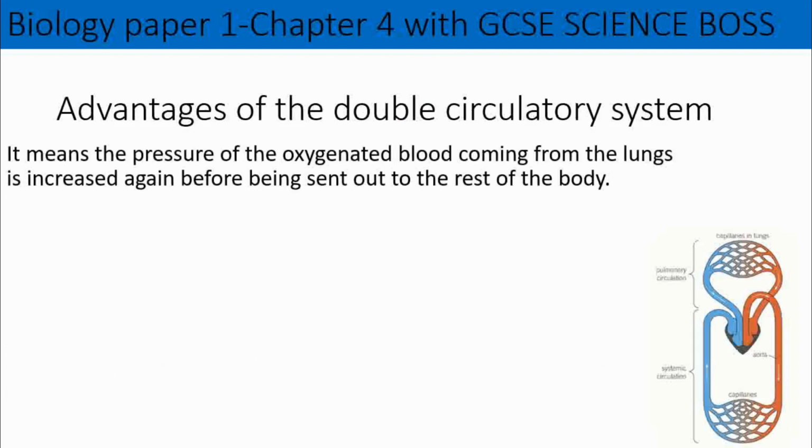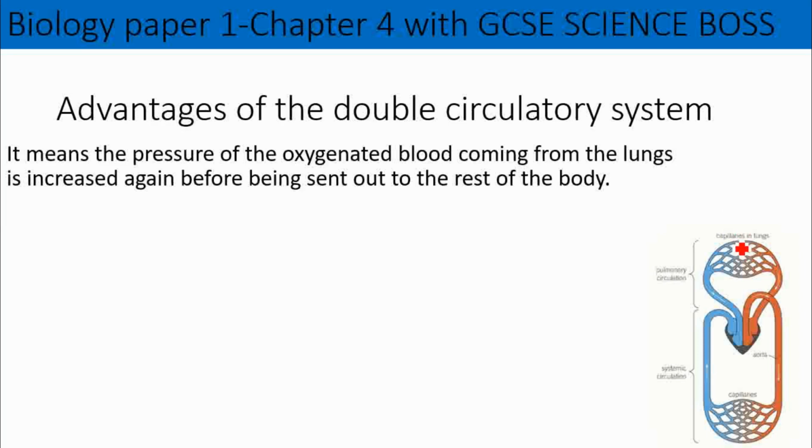Now, inside our body, we have what is called a double circulatory system, all right? And a double circulatory system simply means that in one circuit, the blood passes through the heart twice, okay? So in one circuit, the blood passes through the heart twice. Now, what's the advantage of this? It means, therefore, that the pressure of the blood, which is coming from the lungs, can then be increased again to send throughout the body, okay?